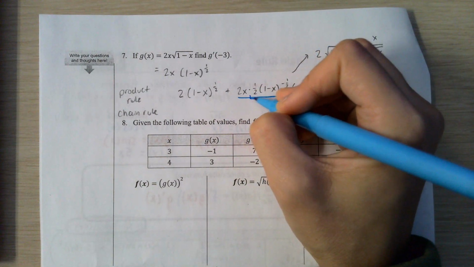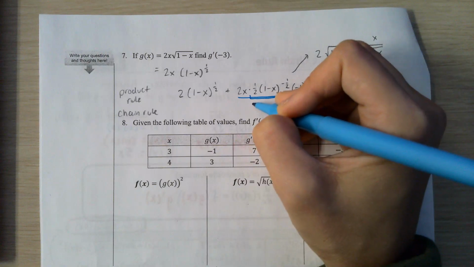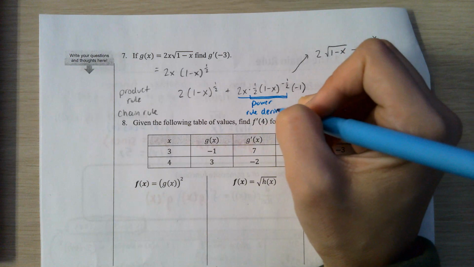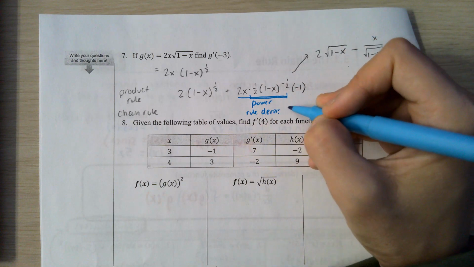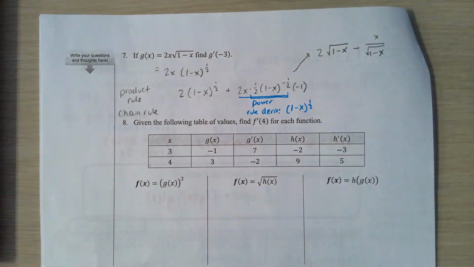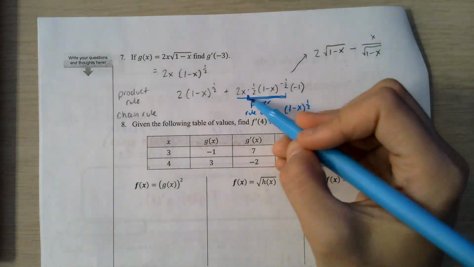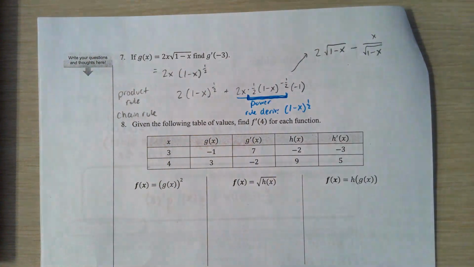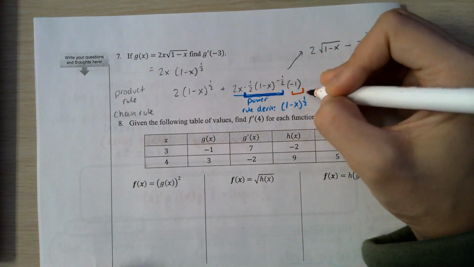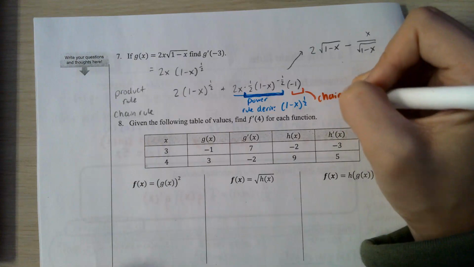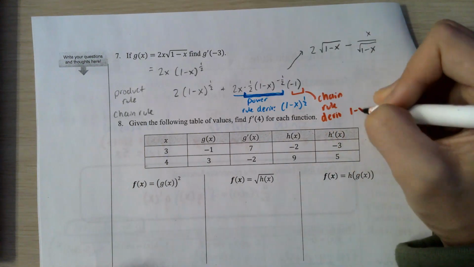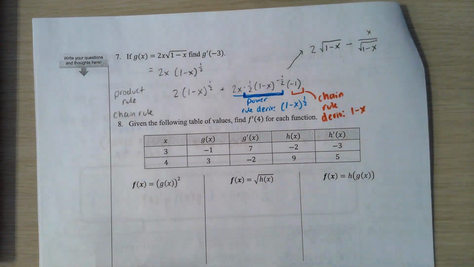Or this right here. Power rule, derivative of 1 minus x to the 1/2. So right here. And then this -1 right here. Chain rule, derivative of 1 minus x. Right, so it's -1.